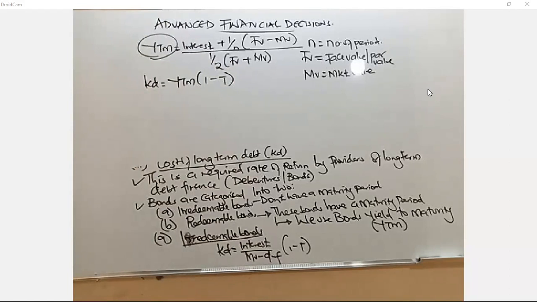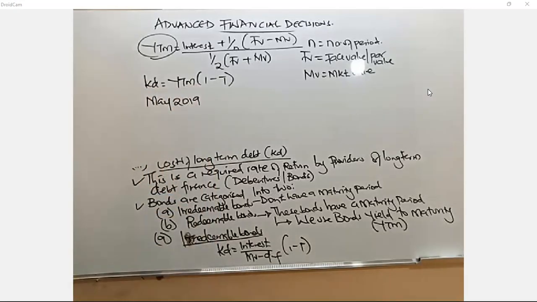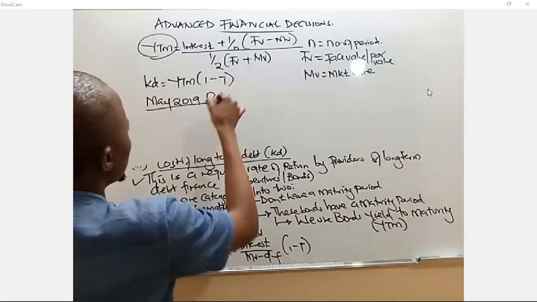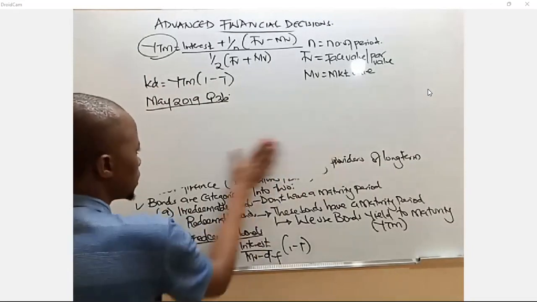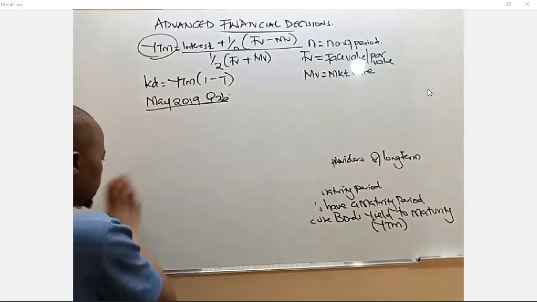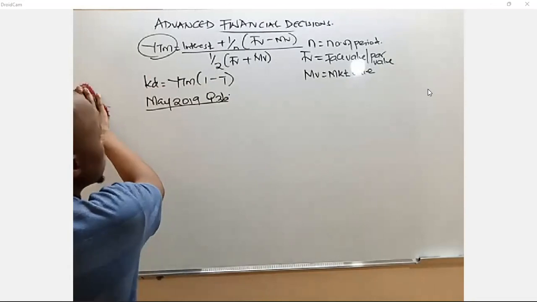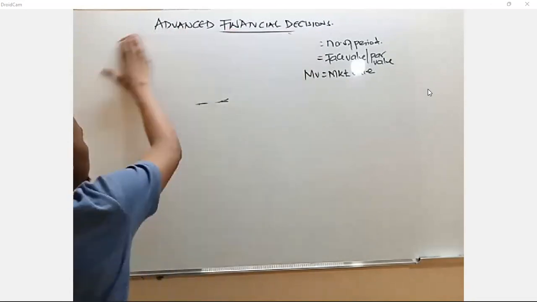I just want to do one or two illustrations. I will start with a question they tested in May 2019, question 3B. Then I will do a question they tested in our previous semester regarding the same, after I introduce to you the WACC. Just allow me to go to May 2019.